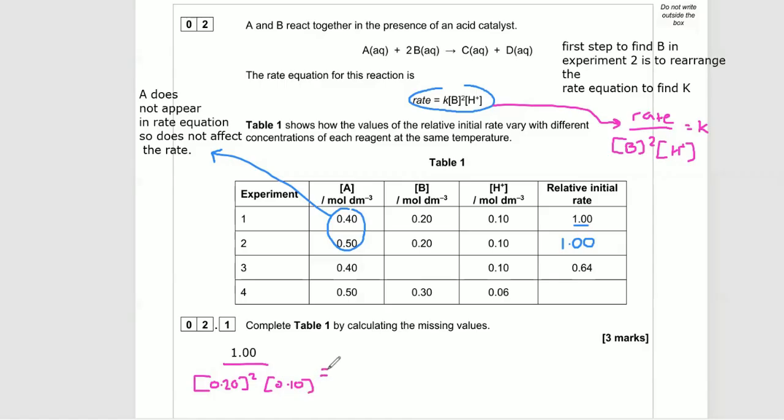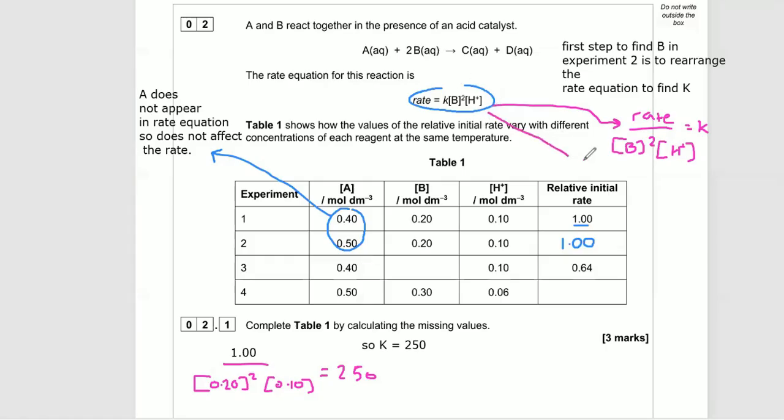So we know that the rate is 1 for experiment 1. We're doing this to find k, so we want to use either experiment 1 or experiment 2. So we're going to do 1 over 0.20 squared multiplied by 0.10. And we use experiment 1 or 2 to find k because we have all the data. And so we can see that k is going to be 250. So k is 250.